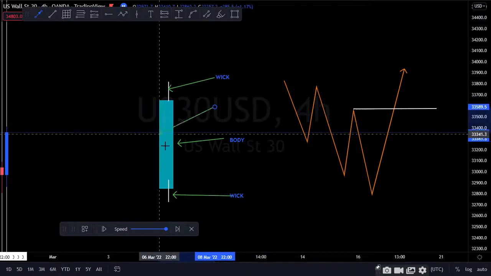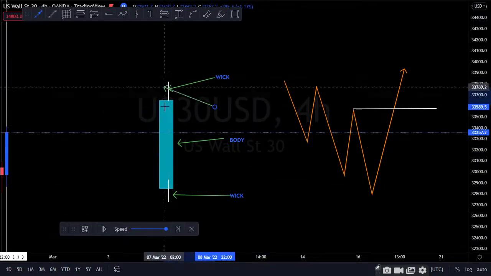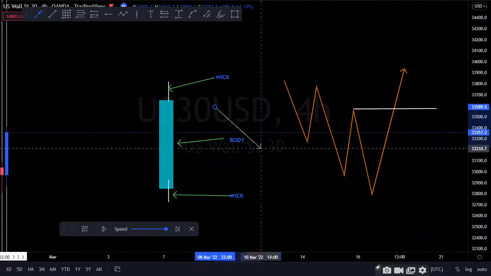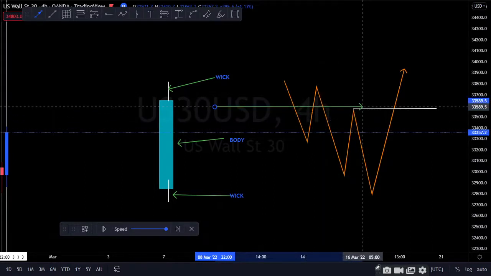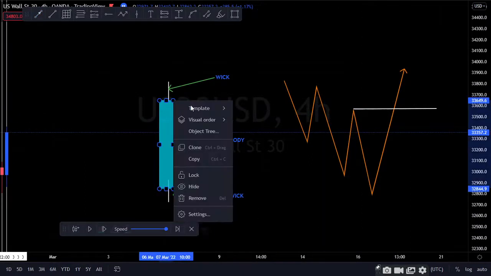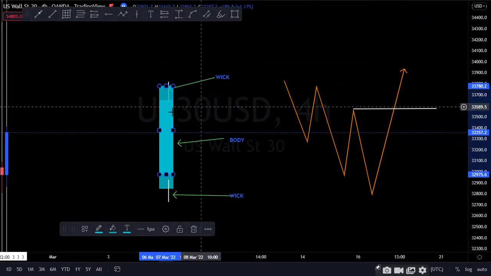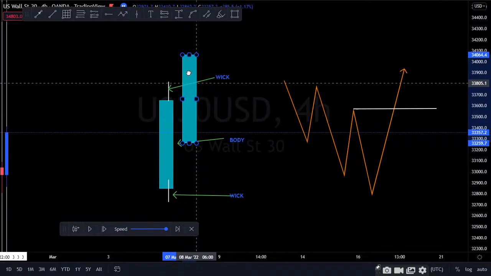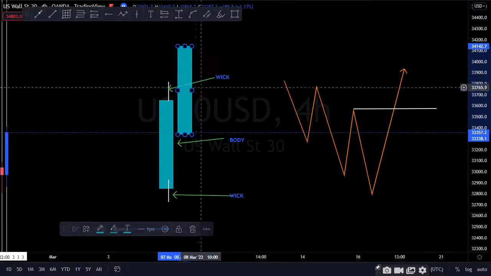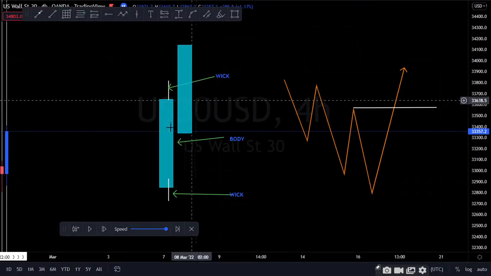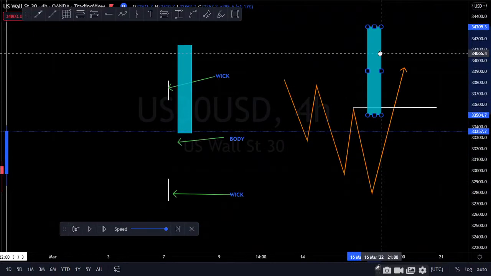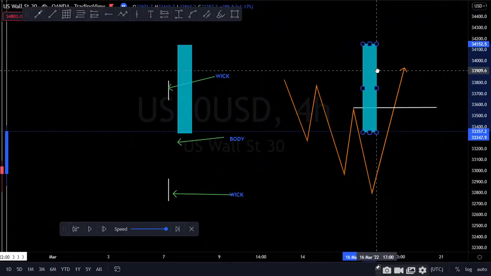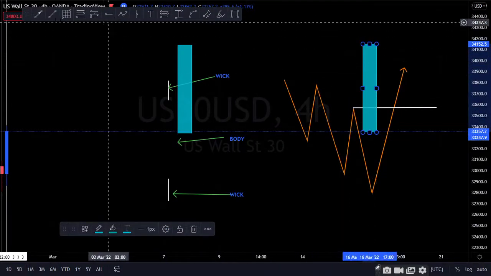I don't mean the whole body, but at least part of the body should close above it. Part of the body should close above it. You get it? So you should have something like this, and then the bullishness can proceed. If the body closes above it like this, good, it's a BMS.